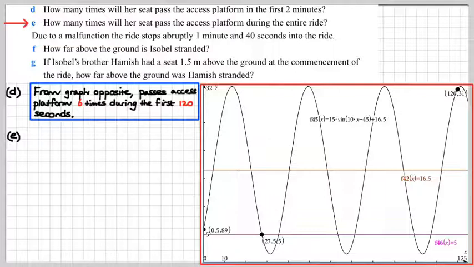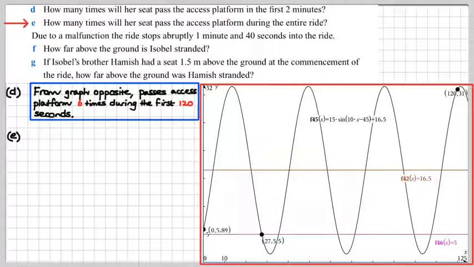Very good. Now, E. How many times will her seat pass the access platform during the entire ride? Well, you could do the graph of the entire 6 minutes and then just count them up, like in this kind of a situation here. Or, actually, I did this a different way where I just worked it out by logic. Because, you see, there's clues in this question. You've got to be awake to looking for clues. See, the ride goes for 6 minutes. 6 minutes is 6 times 60 or 360 seconds. The period of the thing goes for 36 seconds.